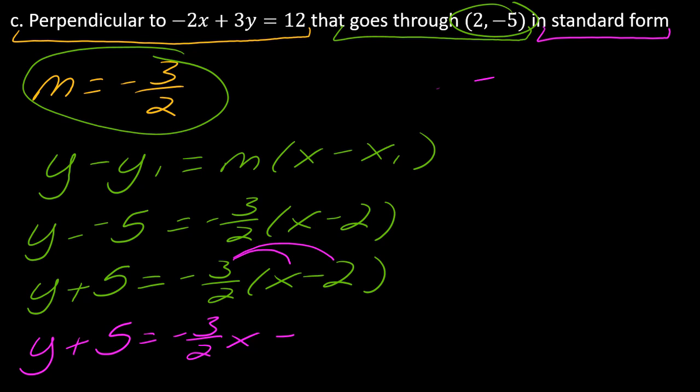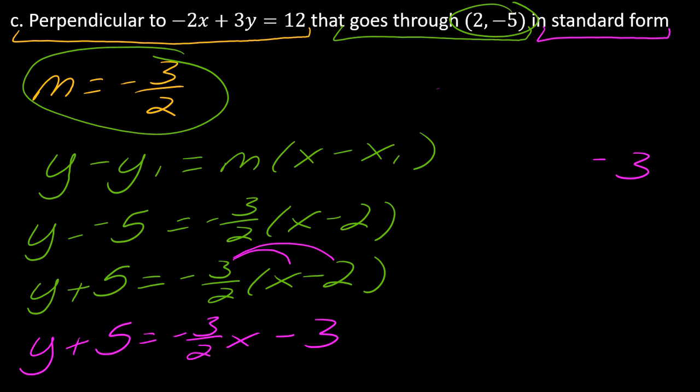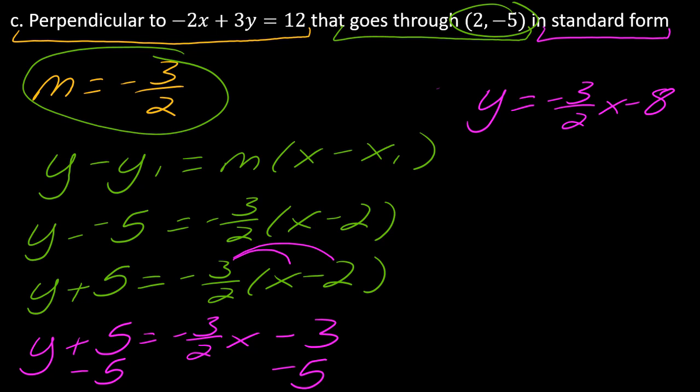So remember, you can always do this work to the side like this. So -3/2 times -2. So remember, this is over an invisible 1. So if I multiply these together, this becomes 6/2. This will equal 3. So that is what goes right here. Okay, so let me get rid of all that. And now let's keep this going. Okay, so now I'm going to go ahead and subtract off the 5. So I get y equals -3/2 x minus 8.